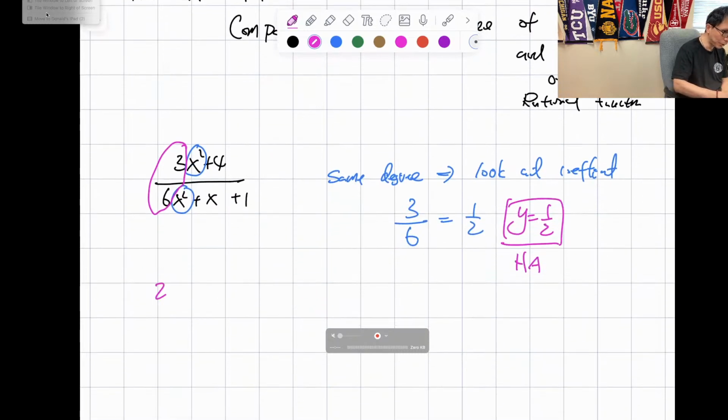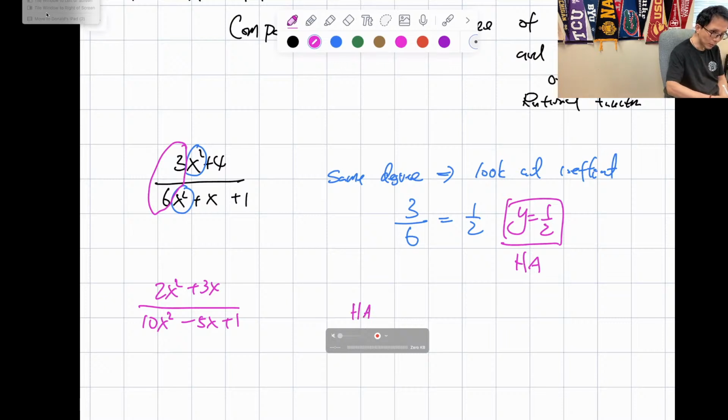What if you have 2x squared plus 3x over 10x squared minus 5x plus 1? What is the horizontal asymptote here? 1/5. Does that make sense? It would be 2 over 10 because they're the same degree.